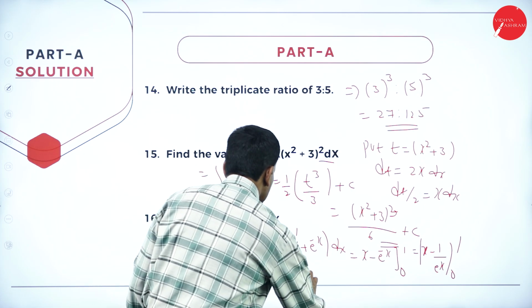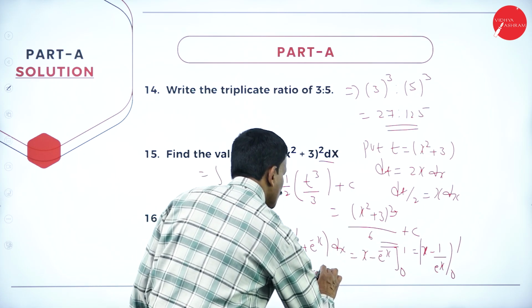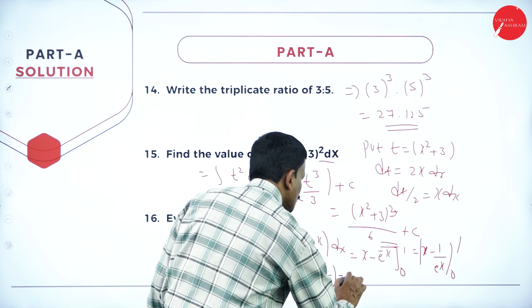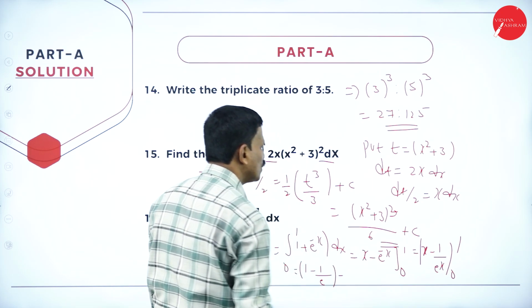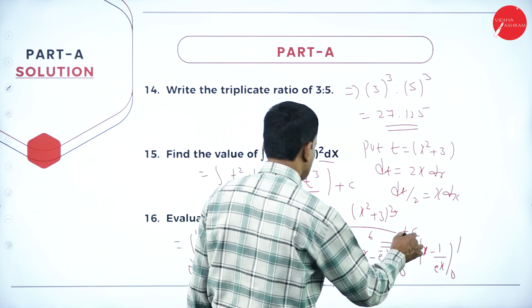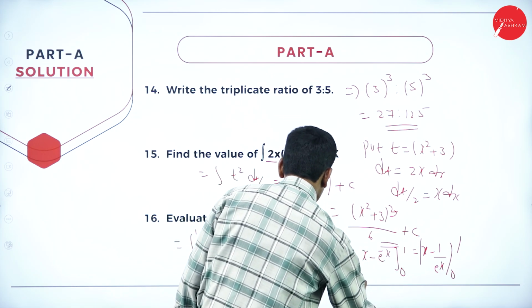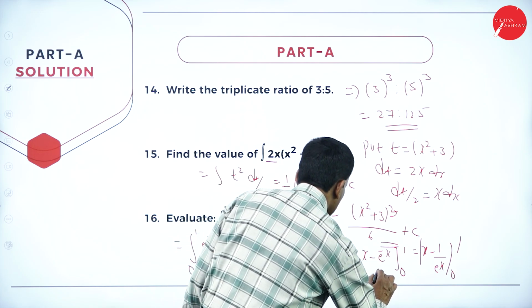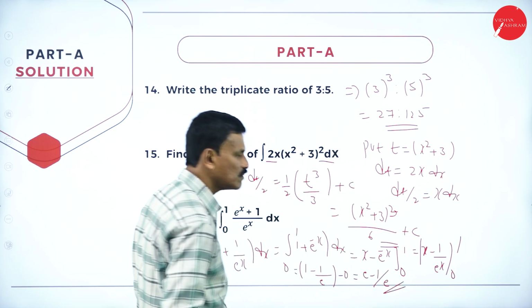Apply the limits. If you apply the upper limit, it is 1 minus 1 over e raised to 1, which is 1 minus 1 by e, minus the lower limit, 0 minus 1 over e power 0, which is 1. 1 minus 1 is 0. So this is nothing but 1 minus 1 by e, or you can also write e minus 1 divided by e as the simplified answer.